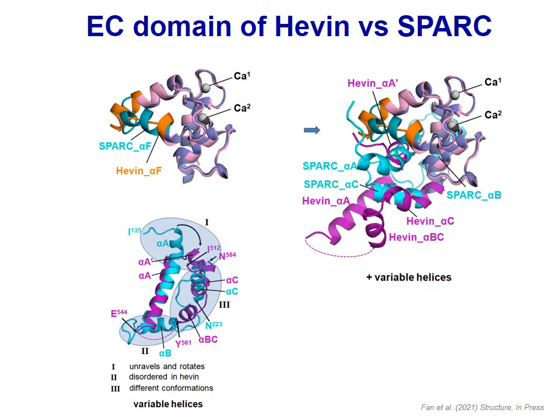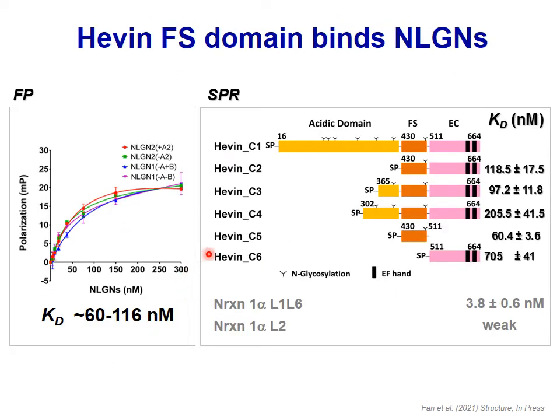Furthermore, while the two EF hands are structurally conserved between Hevin and SPARC, here top left, the region we call the variable helix, in cyan and magenta, is dramatically different, top right and here. FSEC and FPLC experiments demonstrate that Hevin bound to different neuroligins here on left, and that it is the FS domain that carries a major binding site for neuroligin, binding quite well, about 16 nanomolar here on the right.